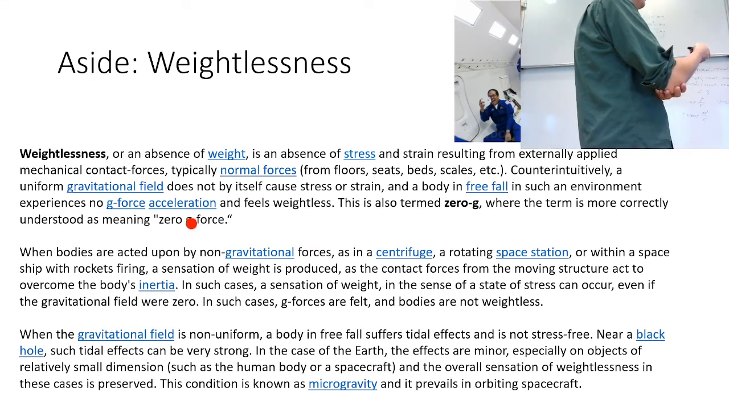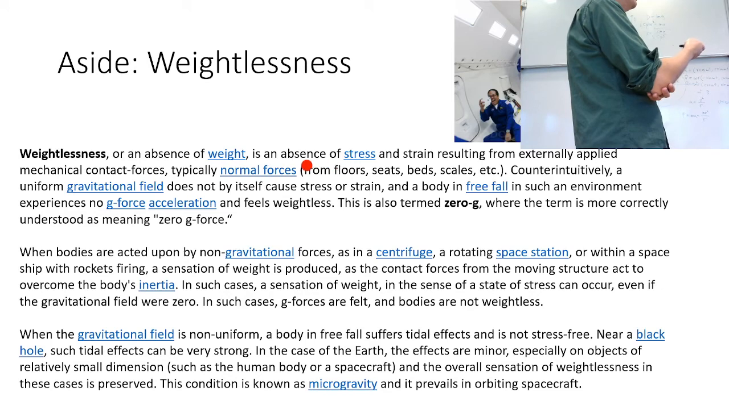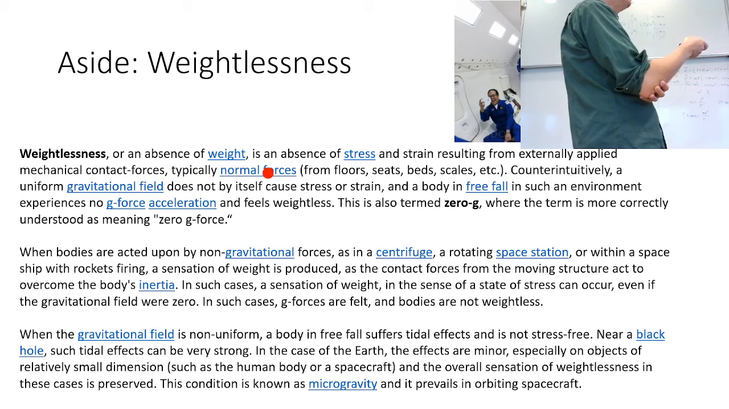Okay, so what does it mean to be weightless, right? Weightlessness, or absence of weight, is the absence of stress and strain resulting from externally applied mechanical contact forces, typically normal forces like from floors, etc. So counterintuitively, a uniform gravitational field does not itself cause stress or strain, and a body in free fall in such an environment experiences no g-force acceleration and feels weightless.